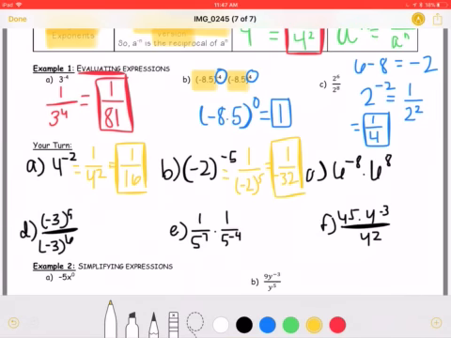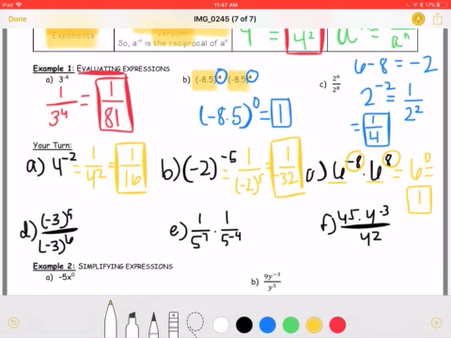C, I see they have the same base. So, and we're doing product of powers, so add your powers. But a negative 8 and a positive 8 gives me 0. Remember, a number raised to the power of 0 always just equals 1.